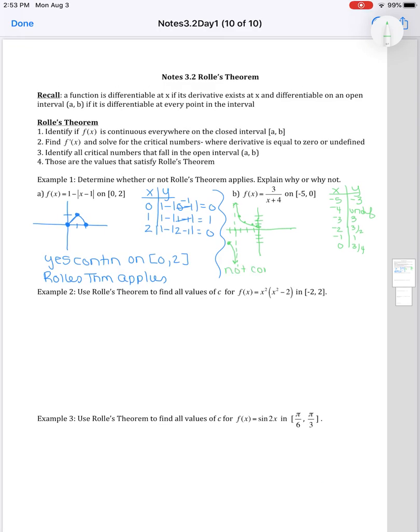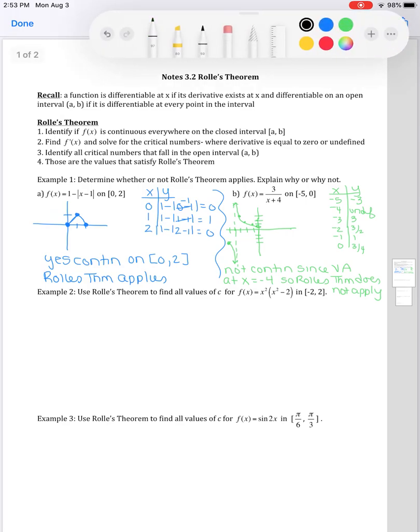So when you look at this, you say, okay, if I put my pencil down and follow this function from left to right, it's not continuous. So this is not continuous since there is a vertical asymptote at x equals negative 4. So that means Rolle's Theorem does not apply. So always be able to back it up with why.